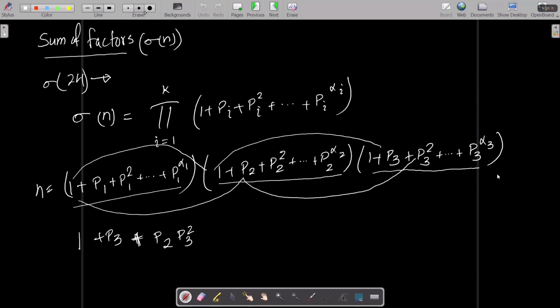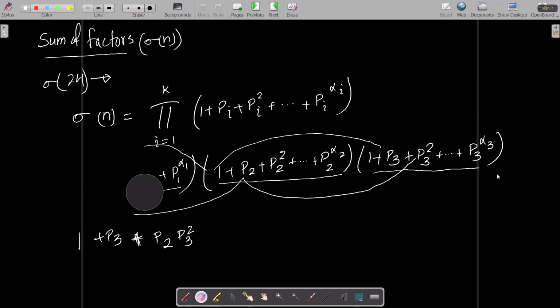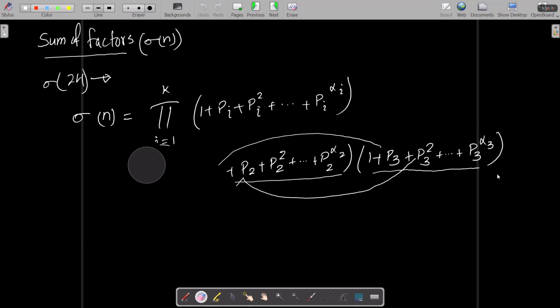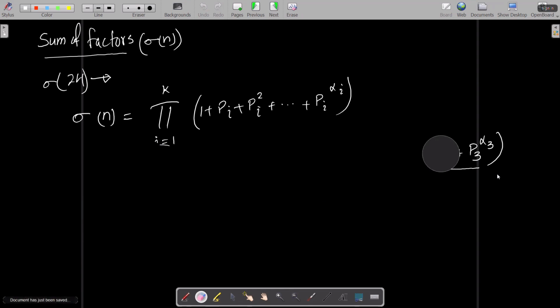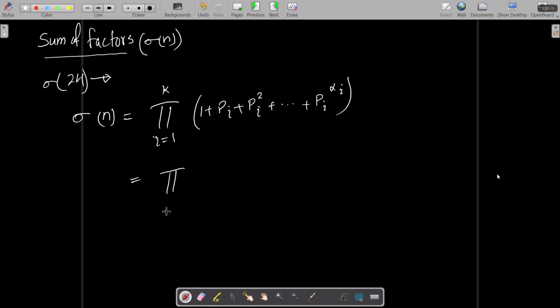Now, this is not enough because we can simplify this further using the theory of geometric series. So we have this here, and this is a geometric series. So we can write the sum like this: pi to the power alpha I plus 1 minus 1 divided by pi minus 1. Is this correct?